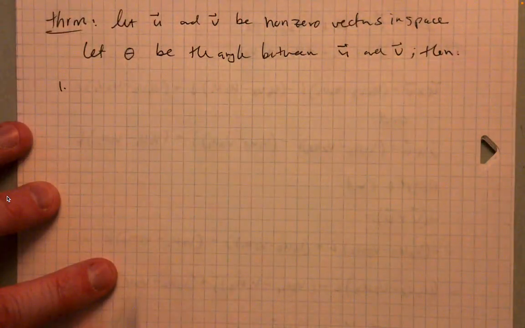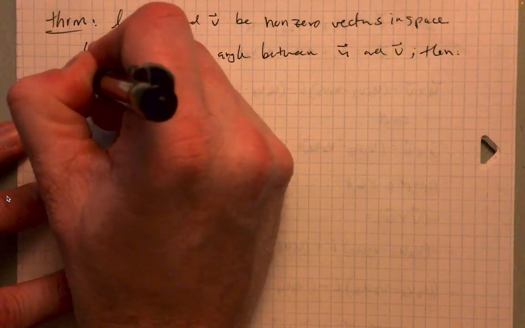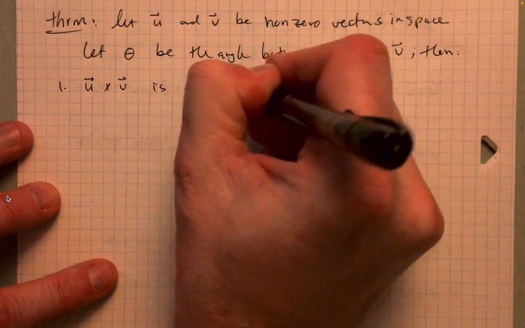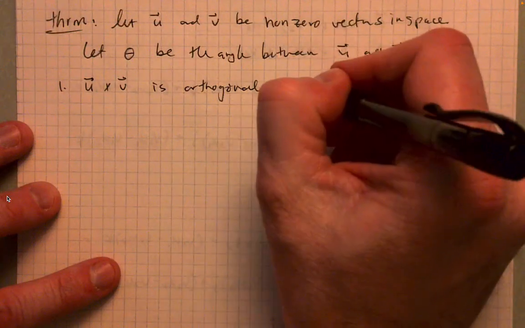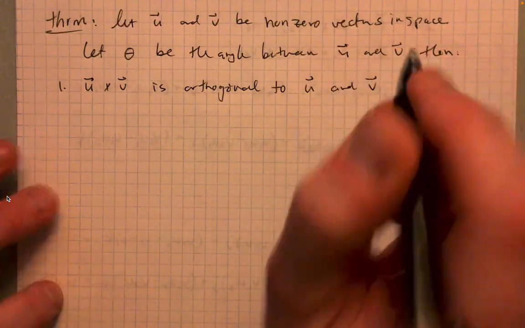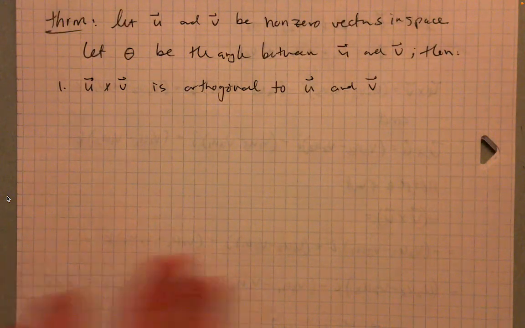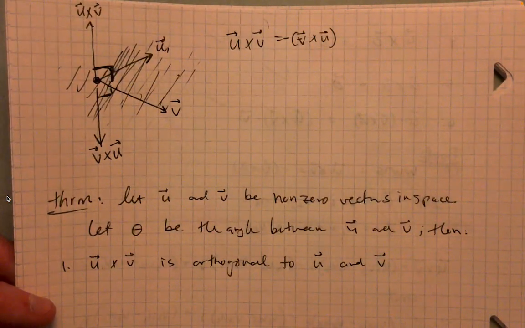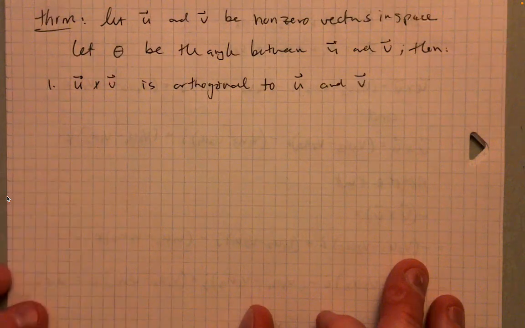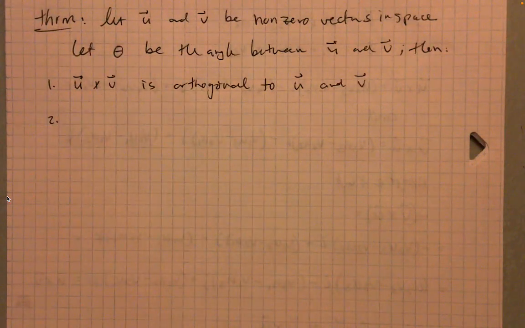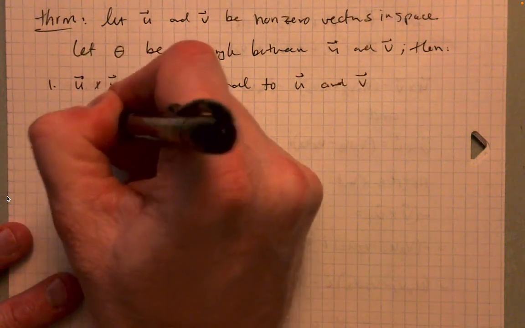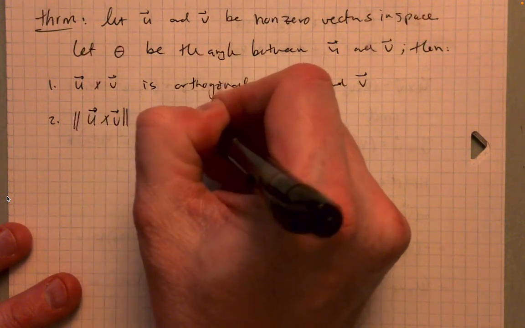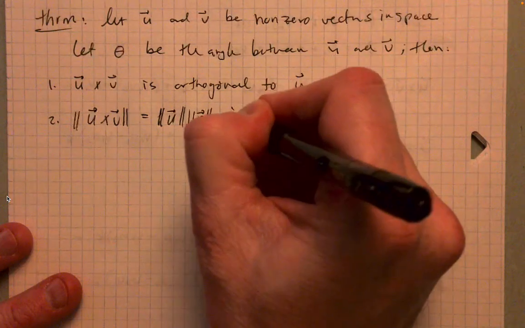Well, this one we've talked about a great deal, but let's formally state it: u cross v is orthogonal to both u and v. That's based on the same picture we just talked through, but we'll get into more discussion on this in a moment. Secondarily, we can say that the norm of u cross v is equal to the norm of u times the norm of v times sine of theta.